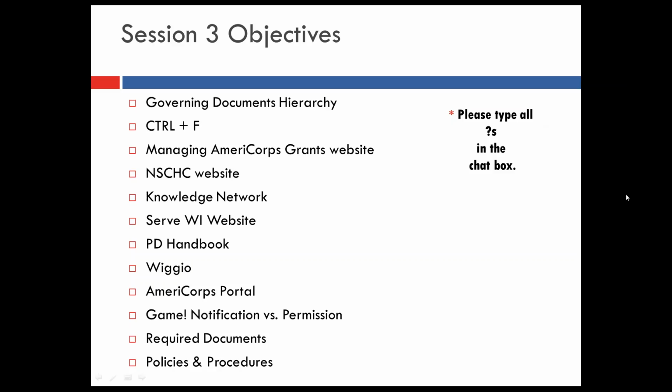Wiggio, the AmeriCorps portal. We get lots of questions on the AmeriCorps portal on eGrants, and there's actually a place that you can go that has a lot of tips and tricks for using eGrants. So it's not a guarantee to make it work any better, but it certainly can help navigate some situations when you're using the portal. Then we're going to play a fun game, hopefully fun, on when to notify and when to ask permission from your program officer.